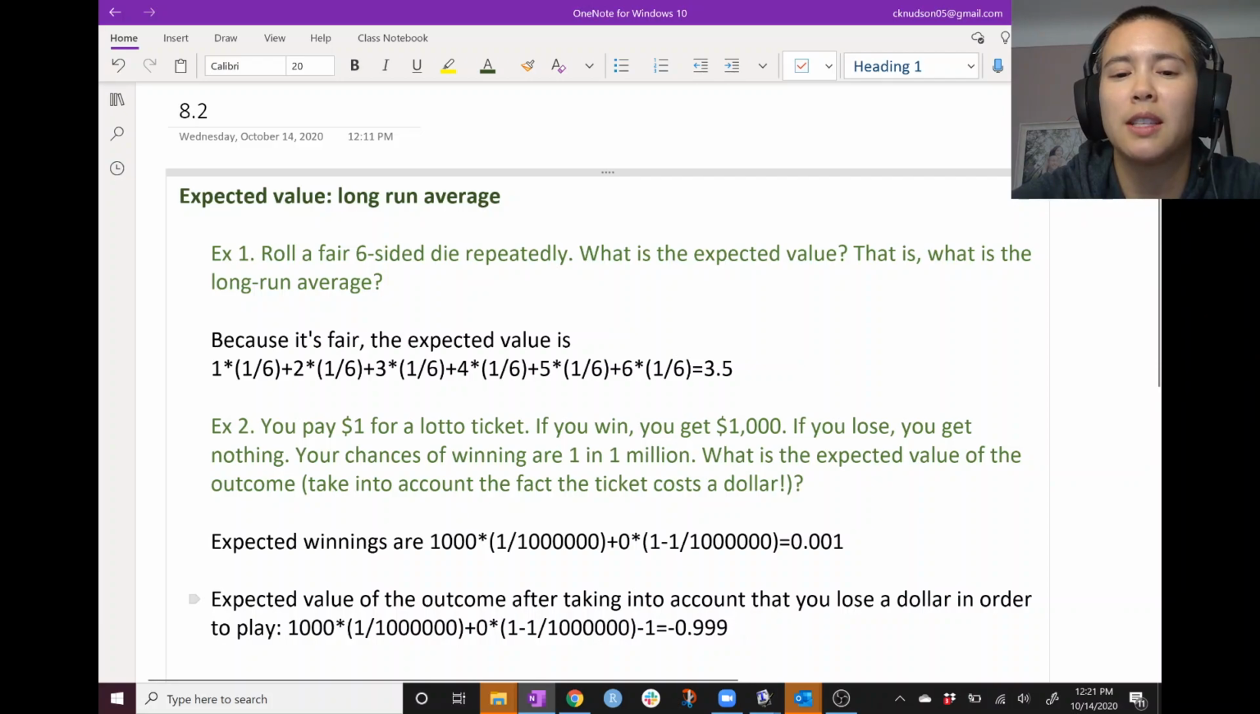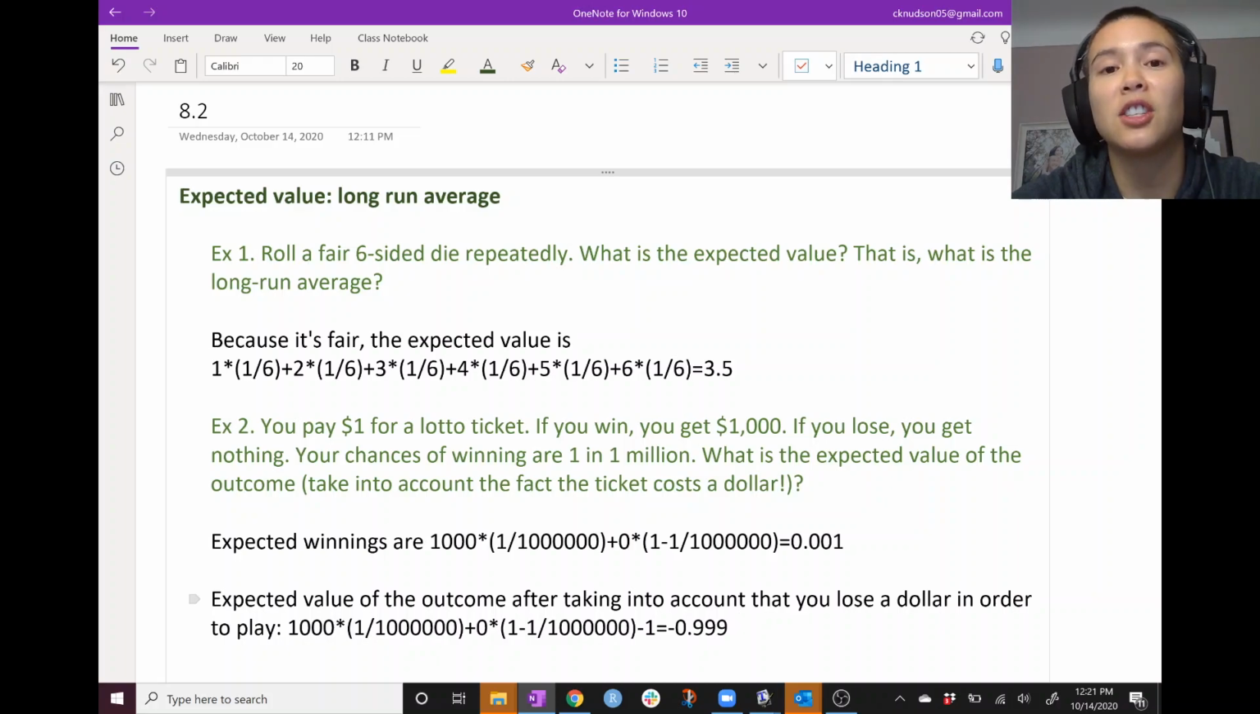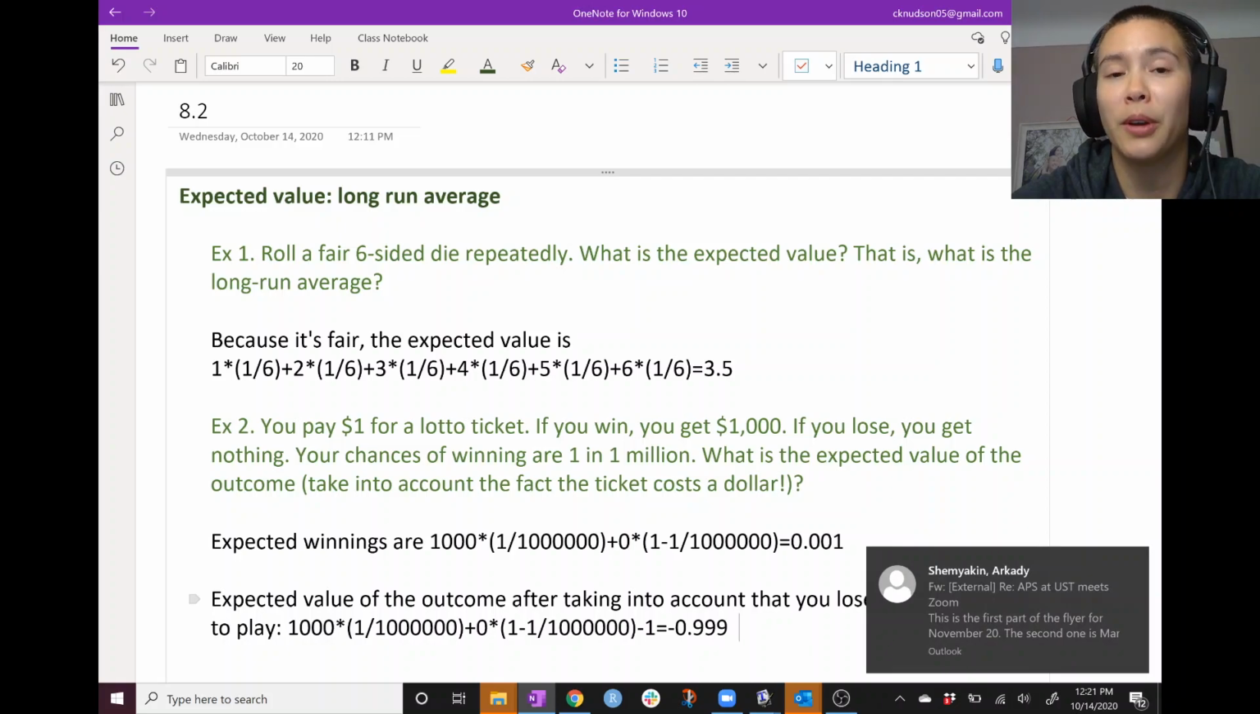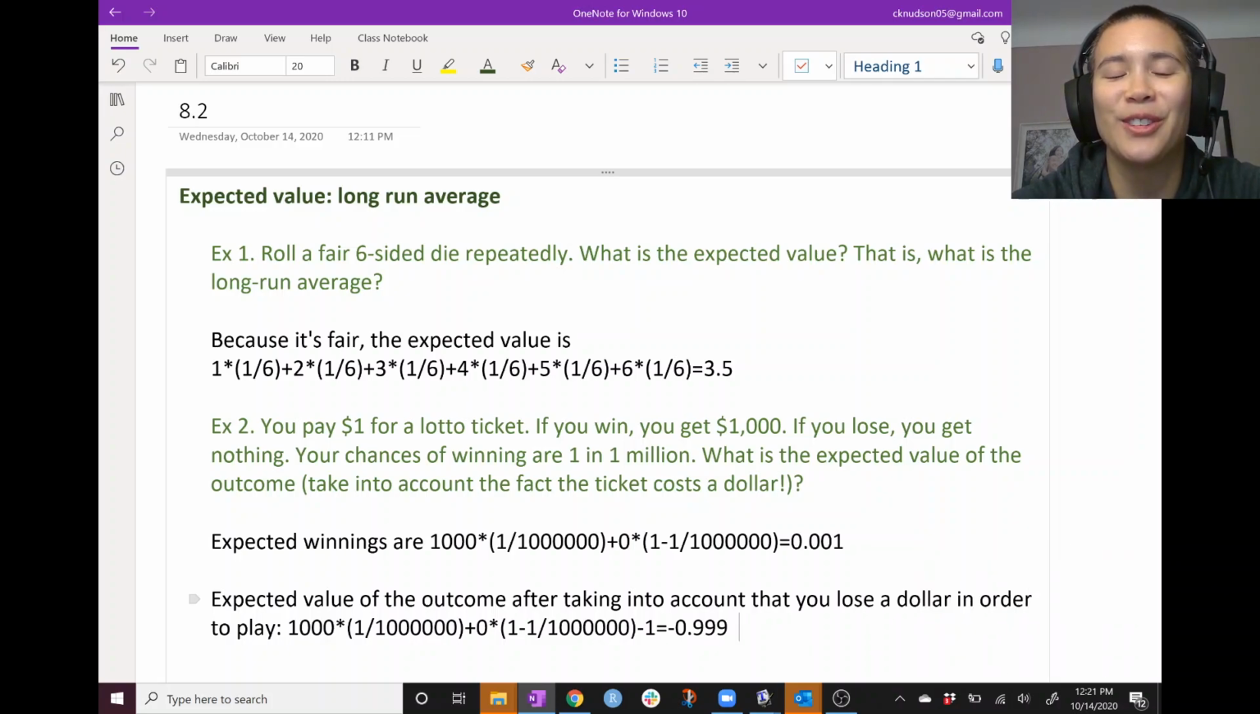So we can see that if you play this over and over, you can expect to be losing money. You can expect to be losing 99.9 cents each time that you play. On average, if you did this over and over again, each time that you play, you can expect to lose 99.9 cents. All right, so that is our expected value, how to calculate it, and how to interpret it.